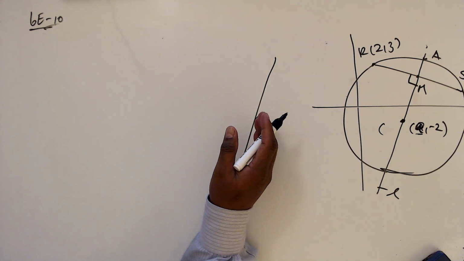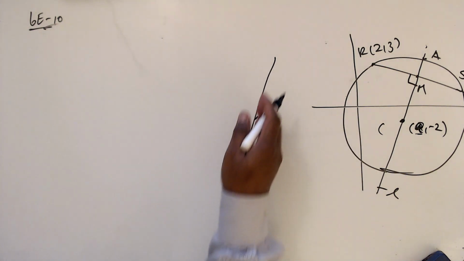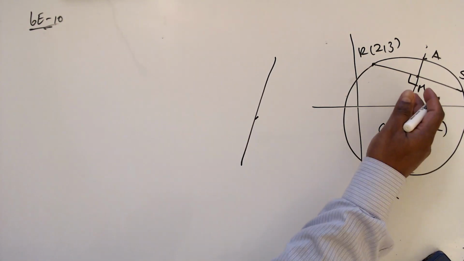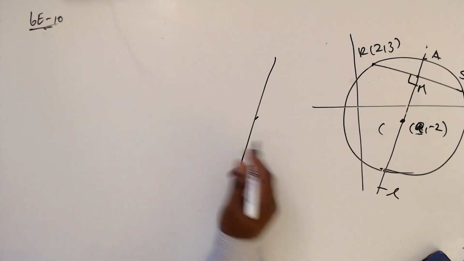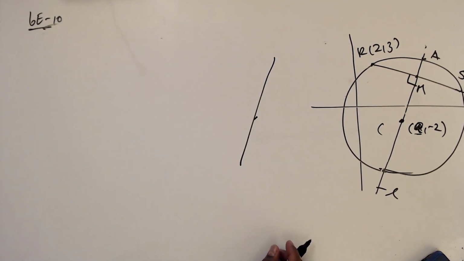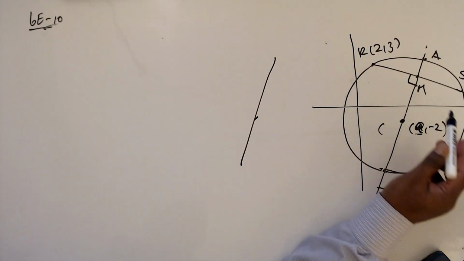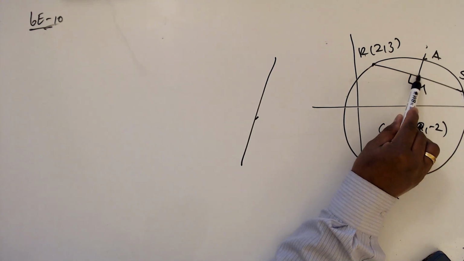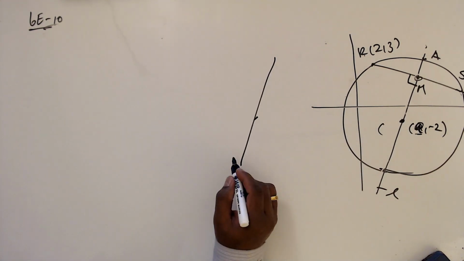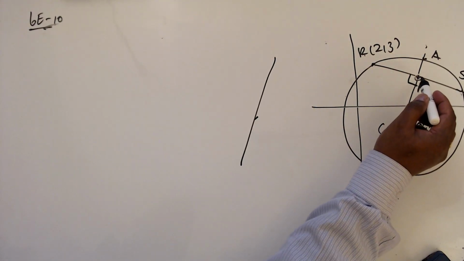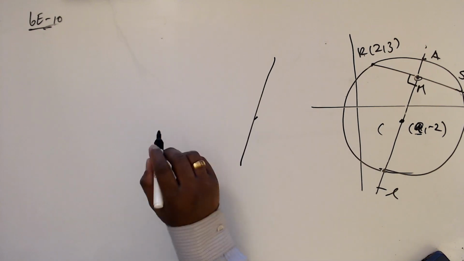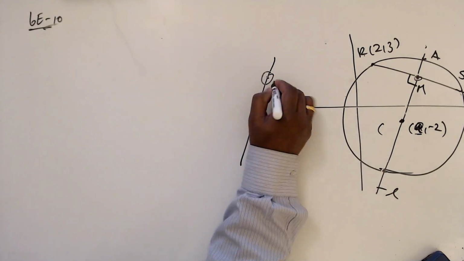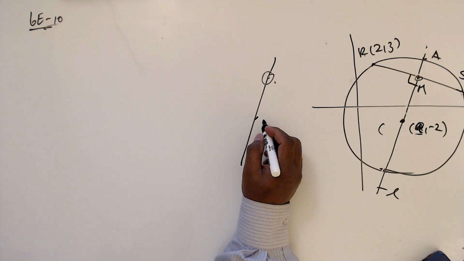Now to find the equation of this line, I need either 2 points on this line or a point and a gradient. I don't have anything at the moment, so let's see what we have. M is the midpoint of RS, so we can find the midpoint. Fortunately, this line goes through the midpoint, so we know a point now. Now I need the gradient.